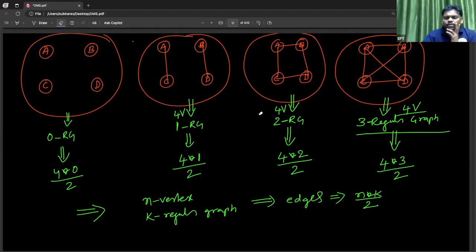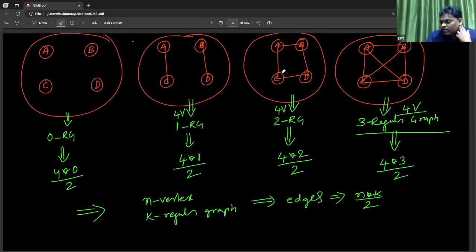Some people are asking, sir, what is the meaning of regular graph? Very simple. In the given graph, every vertex degree is the same. In the given graph, every vertex degree is the same, then it is called a regular graph. Not only same, how much? 1. So, 1-regular graph.